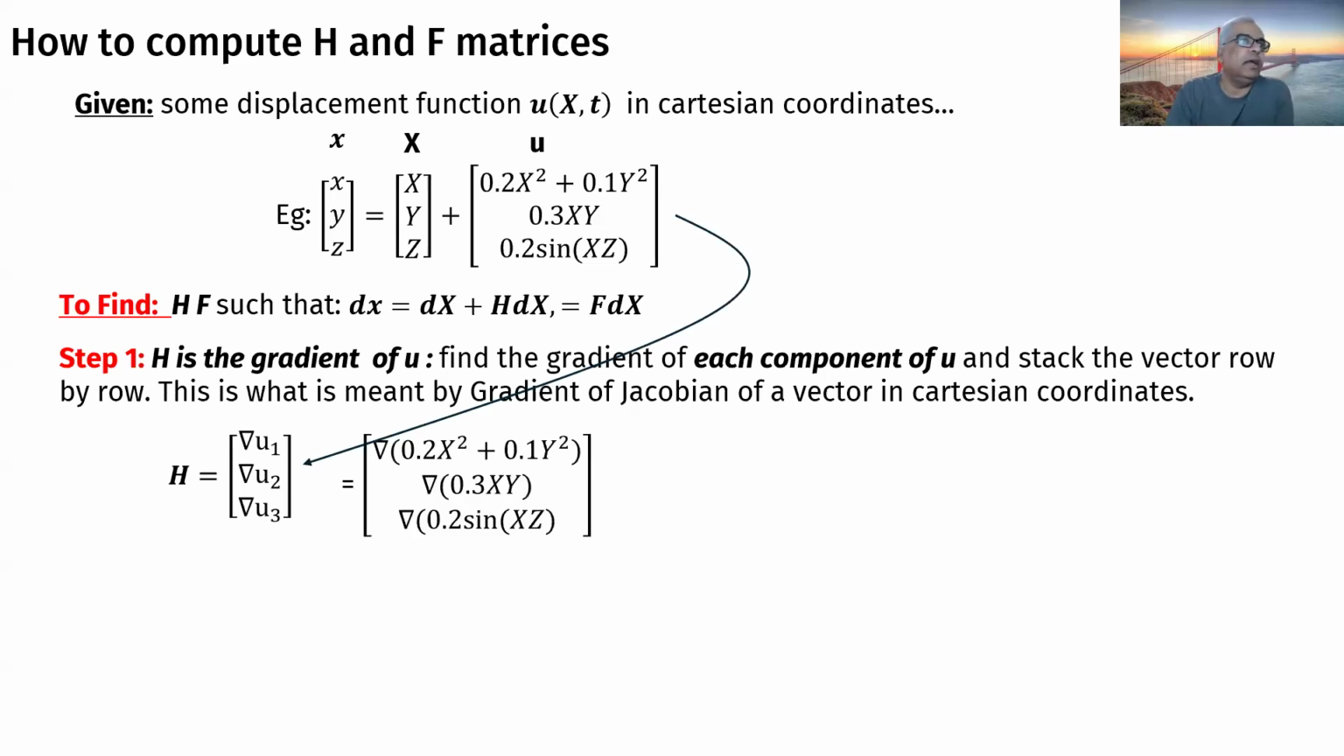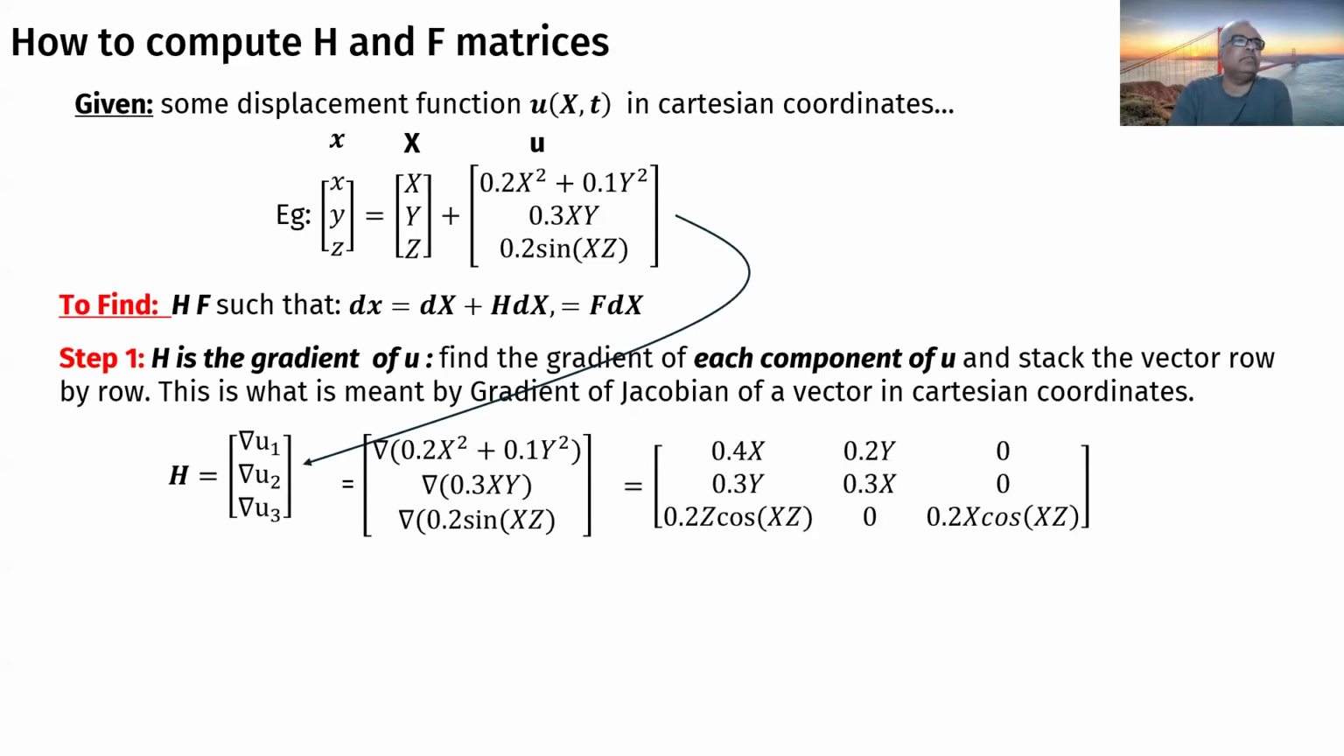So the first row becomes gradient of 0.2 x squared plus 0.1 y squared. The second row becomes gradient of 0.3 xy. The third row becomes gradient of 0.2 sine xz. If you do that, you will get 0.4x, 0.2y, 0 in the first row. The second row will be 0.3y, 0.3x, 0. The third row will be 0.2z cos xz, 0, 0.2x cos xz. Okay, so if you just differentiate, this is what you'll get.